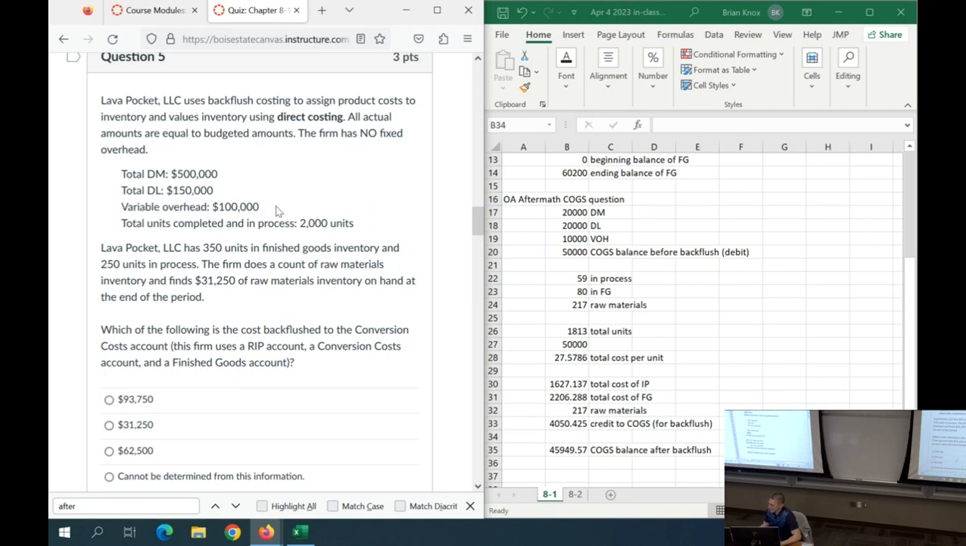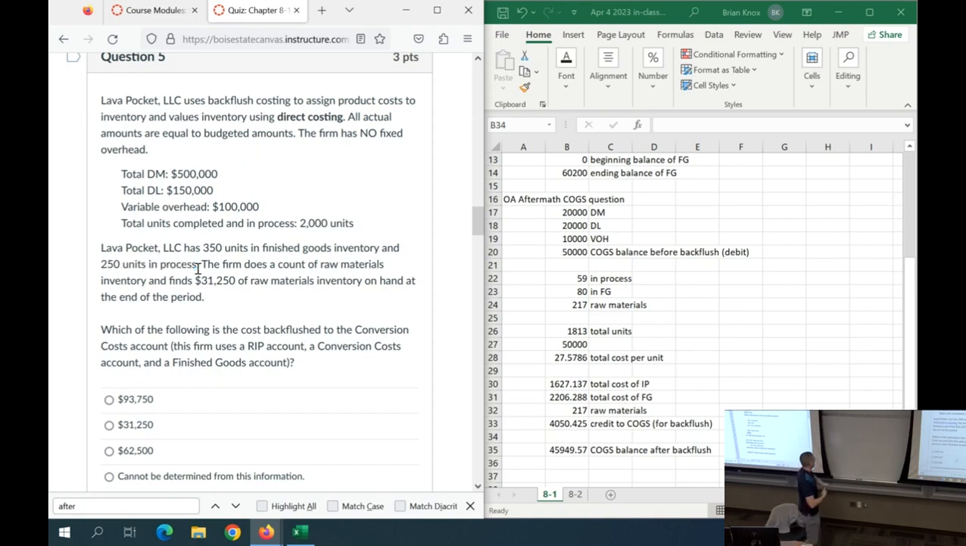If this question confuses you, you're not going to feel that way. We need to take these conversion costs in the numerator and divide them by this denominator. And now we have a rate. And then we can multiply that by the in process.